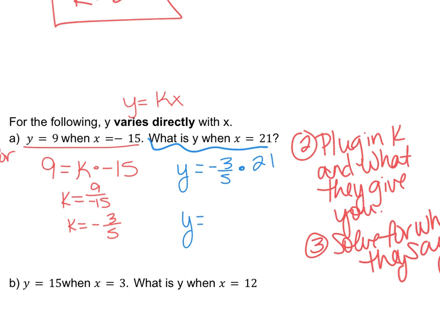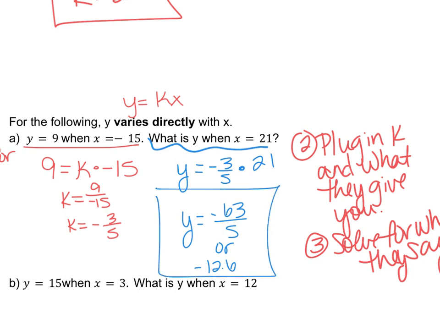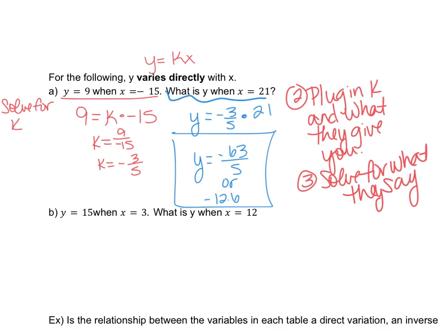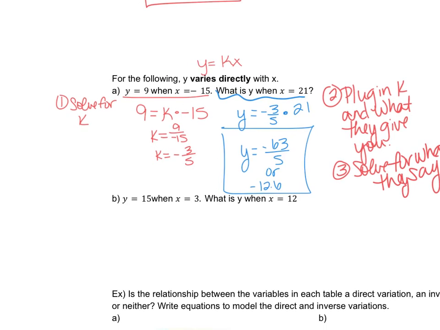So y equals negative 63/5, or if you're a weirdo who likes decimals, what would that be? 12.6, negative 12.6. And that's it. So, okay, let's do another one.